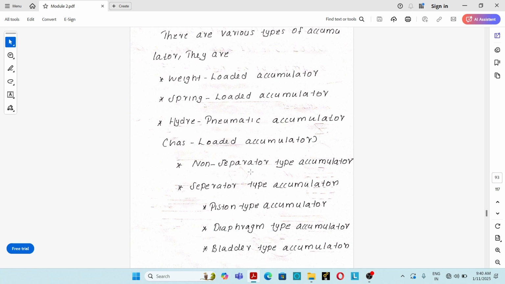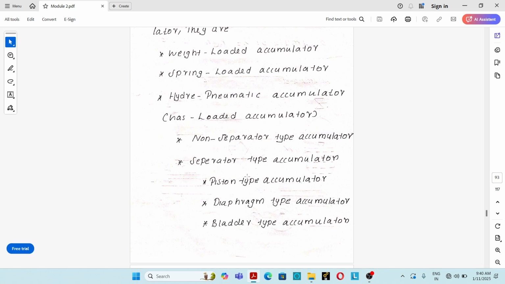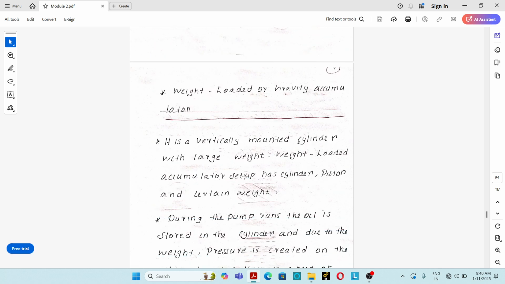In separator type accumulators, there are three classifications: piston type accumulator, diaphragm type accumulator, and bladder type accumulator. So these are the wide classifications of accumulators. We can discuss them one by one. So the first one is the weight loaded or gravity accumulator.